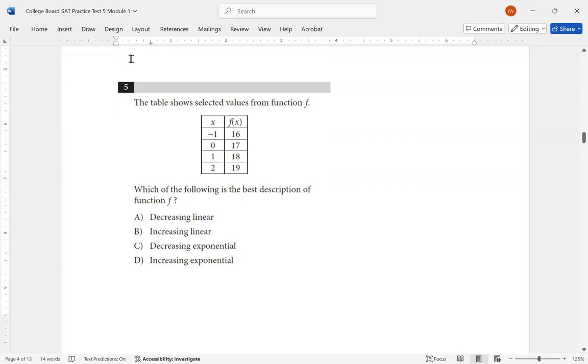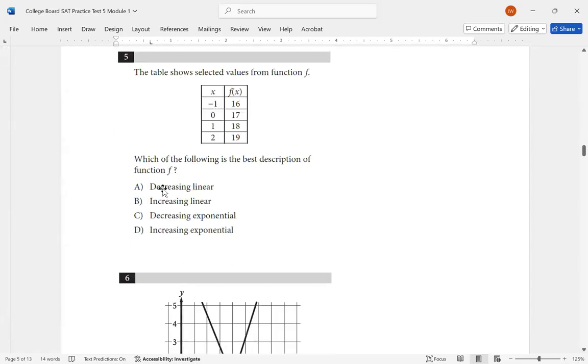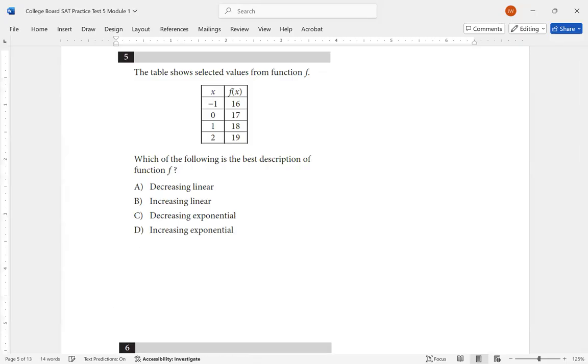Let's take a look at problem number 5. I'll start a new page there. Problem number 5 says the table shows selected values from function f. Which of the following is the best description of f?